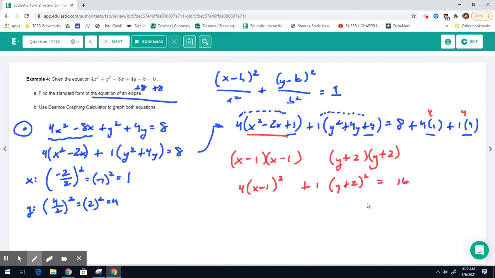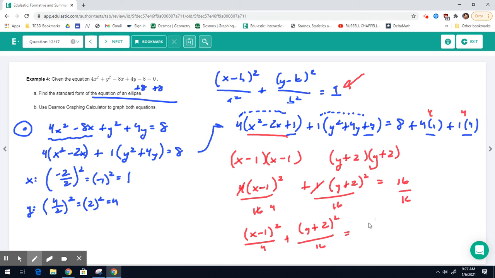That's 16. And now if you recall in the formula, there needs to be a 1 on the right-hand side. So we divide this by 16, divide that by 16, divide that by 16. And when you do that, the numerator coefficient should cancel. So the 4 cancels with the 16 and only leaves the 4 on the bottom. x minus 1 squared over 4. The 1 just disappears. The 16 stays on the bottom. Plus y plus 2 squared over 16. And that equals 1. And there you go.